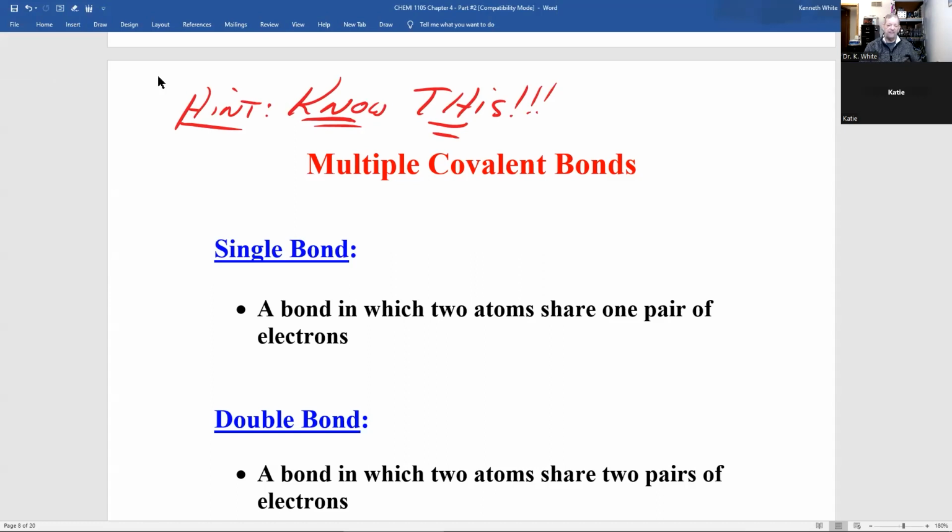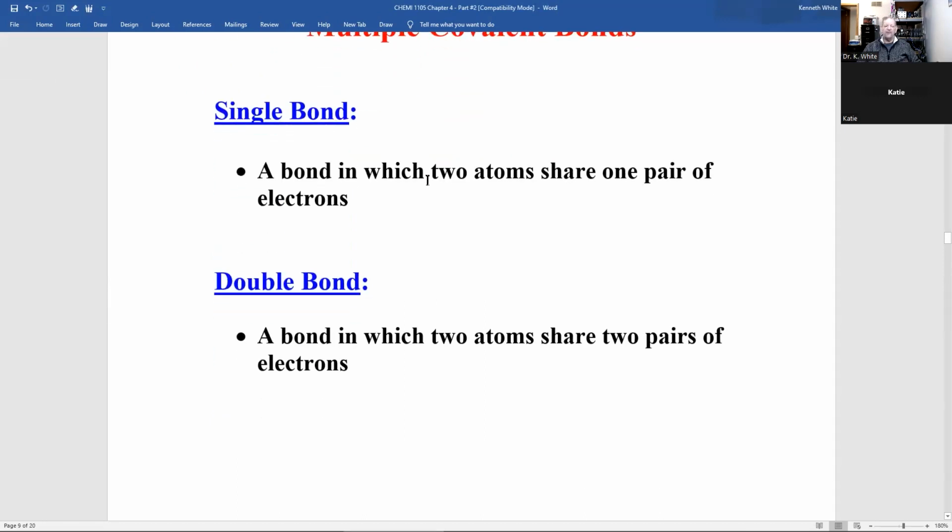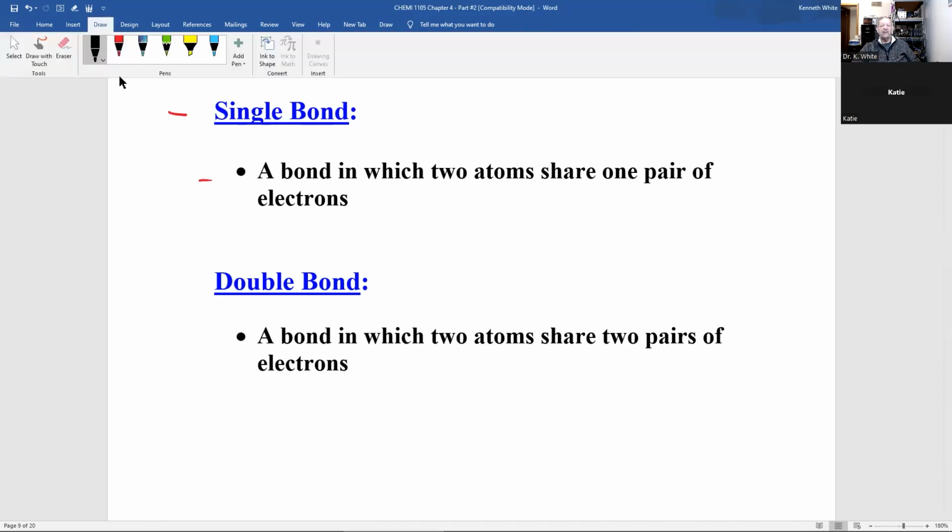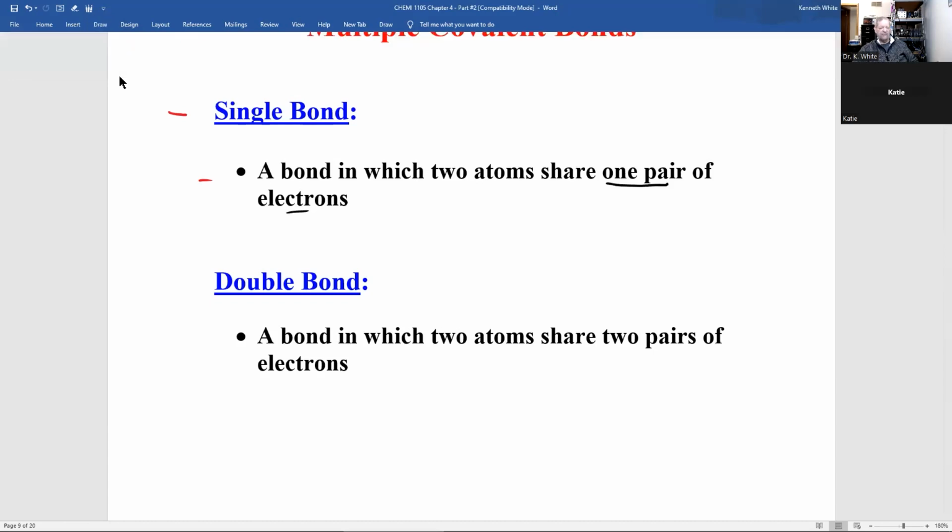Hint, know this. Now, turns out you can have multiple covalent bonds. And there are 3 types of covalent bonds you should know. The first one is a single bond. And what is a single bond? A single bond is a bond in which 2 atoms share 1 pair of electrons.